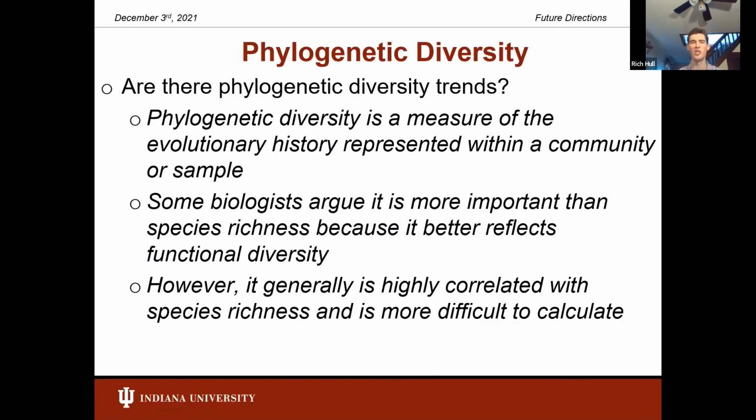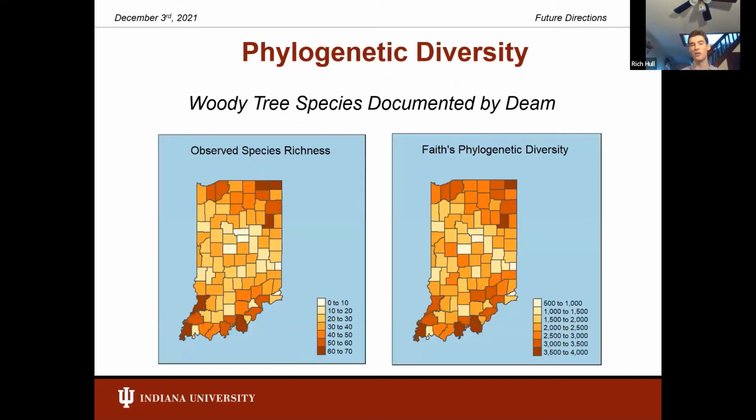So moving on to phylogenetic diversity. Phylogenetic diversity is simply a measure of evolutionary history represented within a community. Some biologists argue it is more important than simple species richness because it better reflects functional trait diversity. But it is more difficult to calculate because it requires sequence data, and it's also usually inferred because it's highly correlated with species richness.